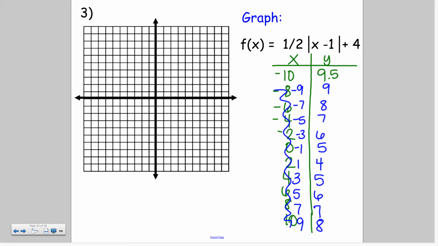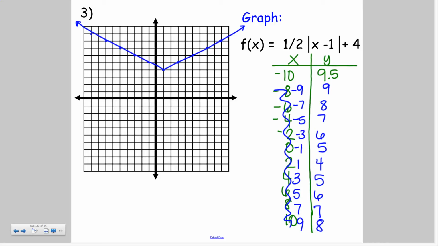So let's plot these points. We don't want to deal with the half, so we're just going to let that one go. But -9 goes up to 9. -7 is 8. -5 is 7. -3 is 6. -1 is 5. 1 is 4. 3 is 5. 5 is 6. 7 is 7. And then 9 is 8. All right. So now we can sketch our graph. That goes that way. This one goes this way. And I know it's correct because it's not a negative out front, so I know that I'm sketching it correctly.